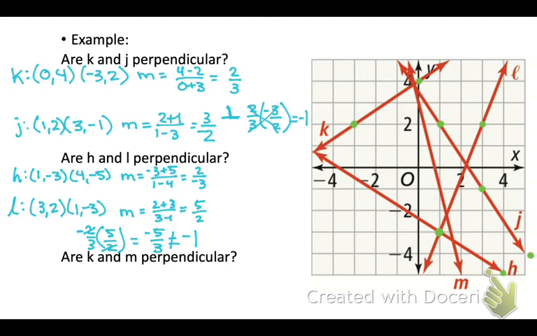If they are perpendicular, you prove that they are. If they're not, you prove that they're not. Is it pretty easy to do that? Yes. Now, this one says M and K. Do we already have the slope for K? Yes, that slope was 2/3. So all I have to do is find M, and I need a good point for M.